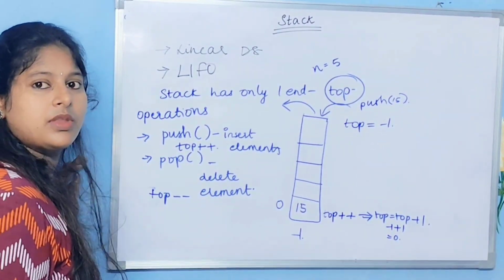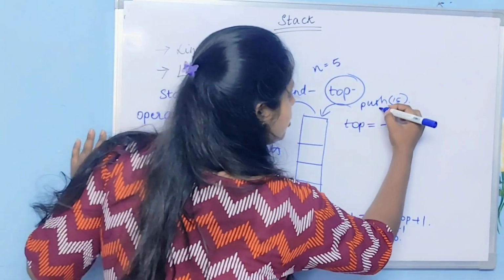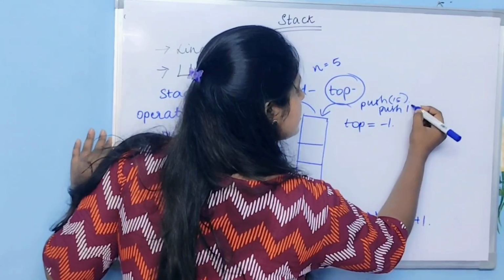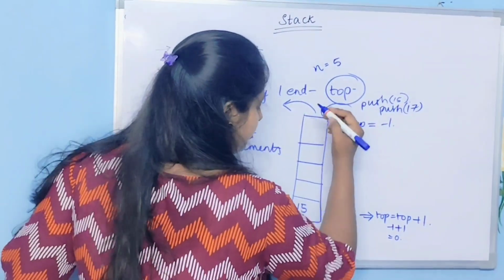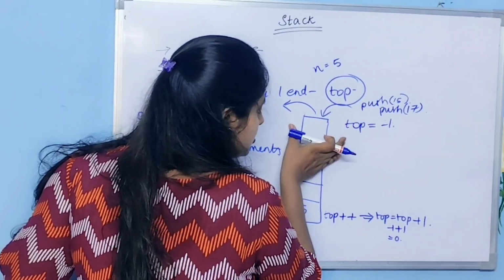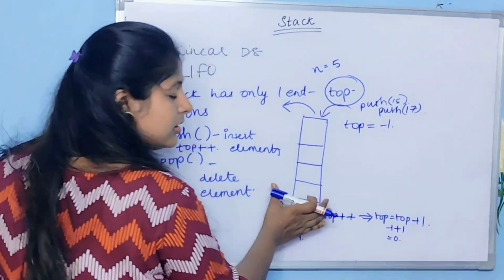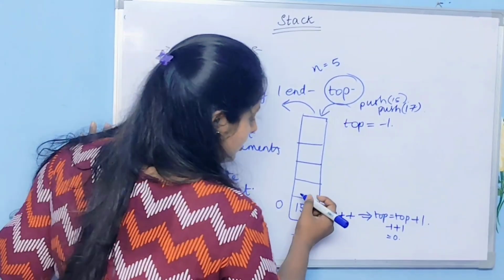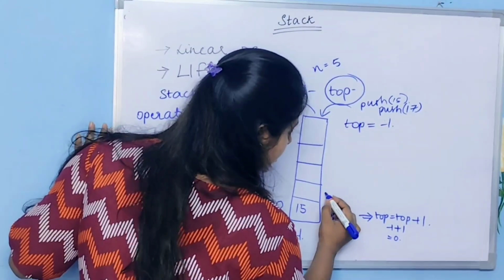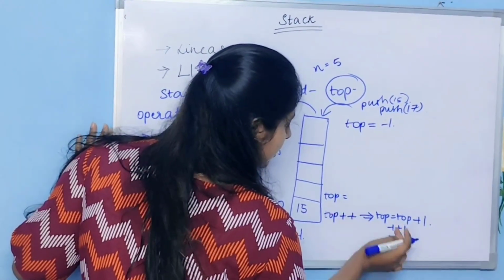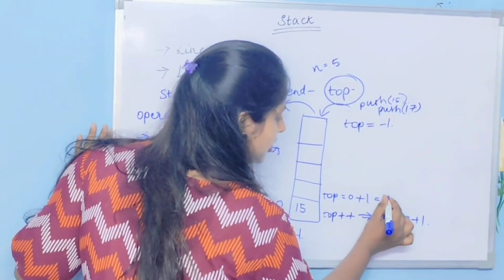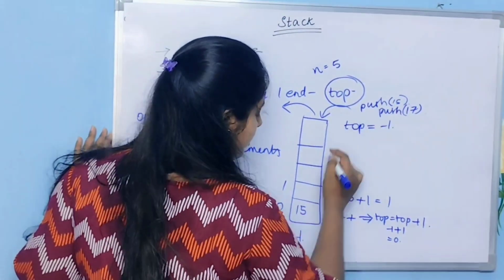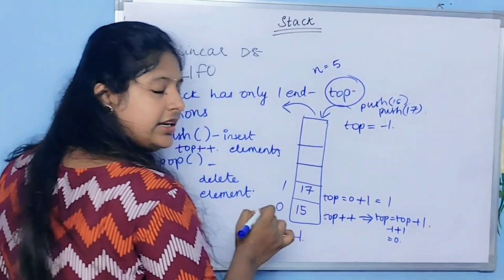Okay. Next, I'll try to push some 17. Okay. Now I try to push 17. So what is happening? Since there is space, top equals, it was 0, and I try to add one element, so top value is 1. So the new element will be added at index 1.